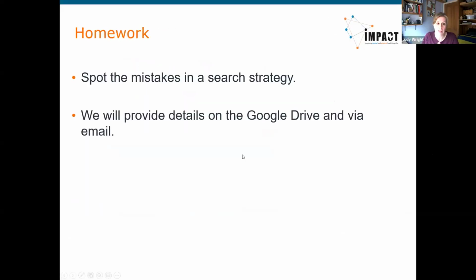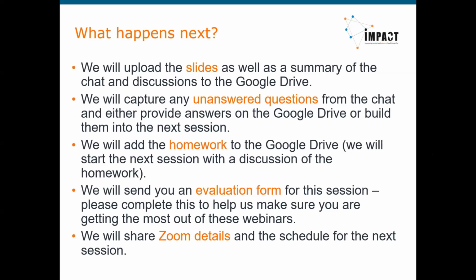So the homework is a search strategy which we've put together, which has got some mistakes in. It's similar to the one that we've been looking at today, and we just want you to have a look at that search strategy and spot the deliberate mistakes, let's say. When we come back in a couple of weeks' time, I'll go through the search strategy and show that. It's a good way for you to look at search strategies and start to read them and be able to appraise them as you would with other parts of a review.